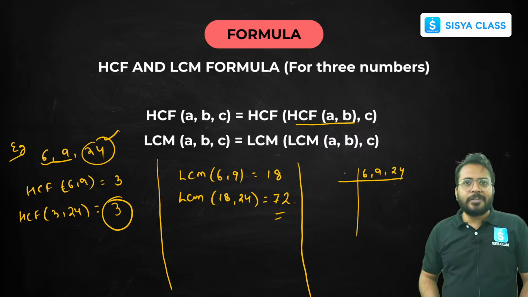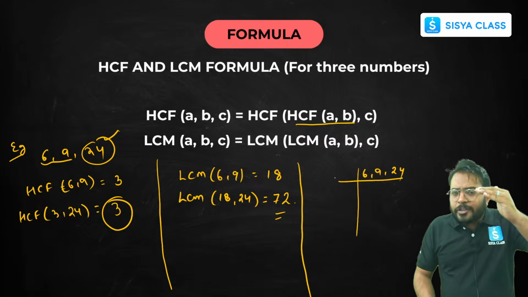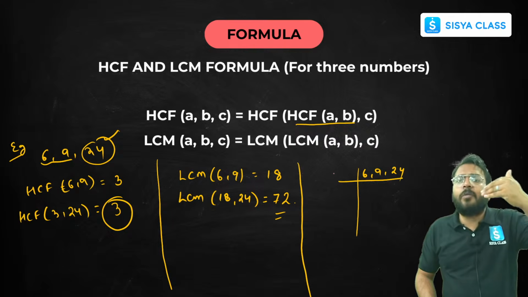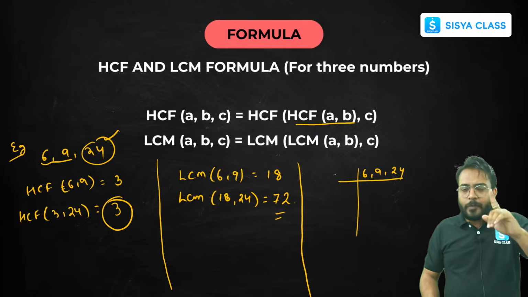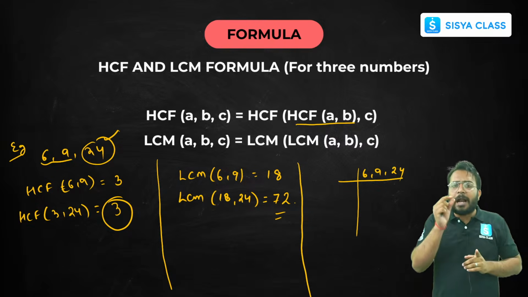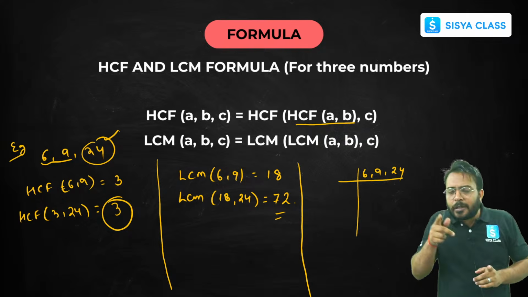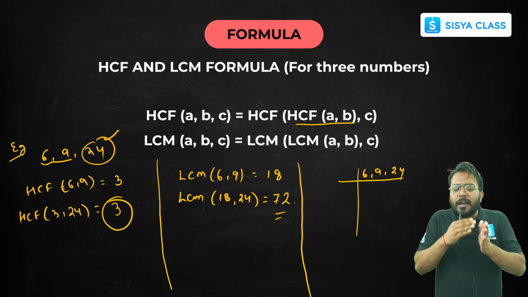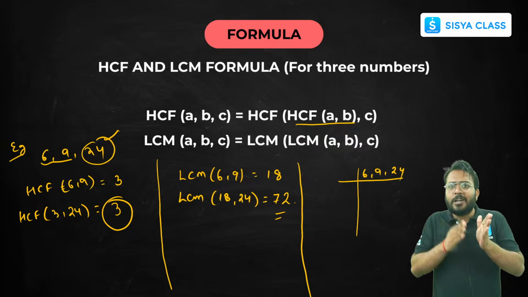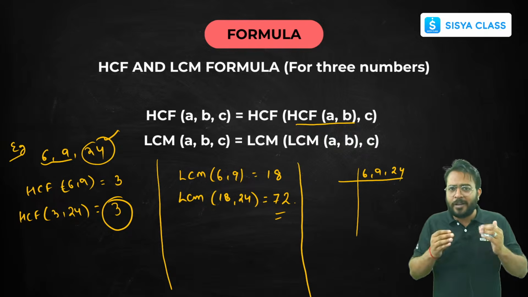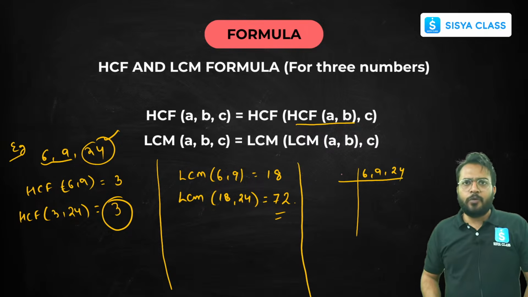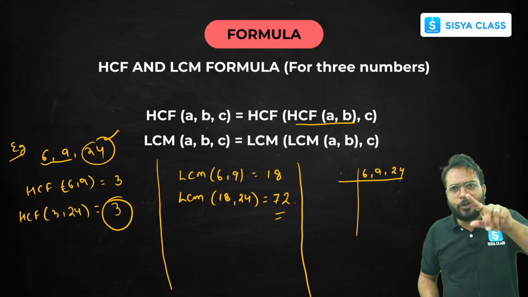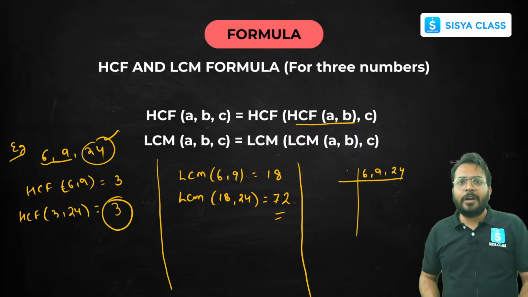So HCF means it is a factor, a common factor, yes or no? That means we need to choose the number which can divide all three given numbers. Any prime number which can divide 6, 9 and 24. Do you know any such number? 2? No, 2 can't divide. 2 can divide 6 and 24, but it can't divide 9, and that's why I will go with 3, okay.